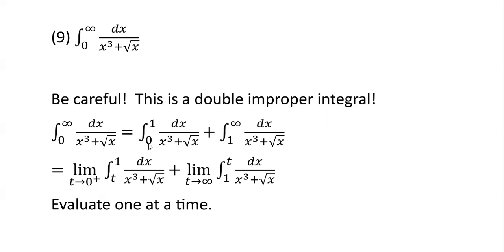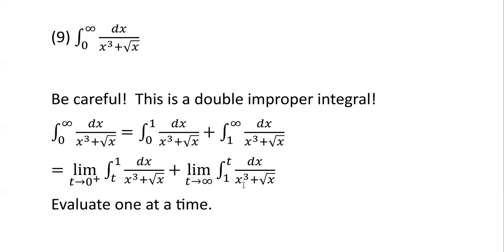So I just broke it up from 0 to 1. You can break it up at any finite number technically, but let's keep it simple. So integral from 0 to 1, and then 1 to infinity. Again, this is improper, so we write it as limit as t approaches 0 from the right, integral from t to 1 of the integrand, and this one, limit as t approaches infinity, integral from 1 to t of the integrand. We've got to check one at a time now.